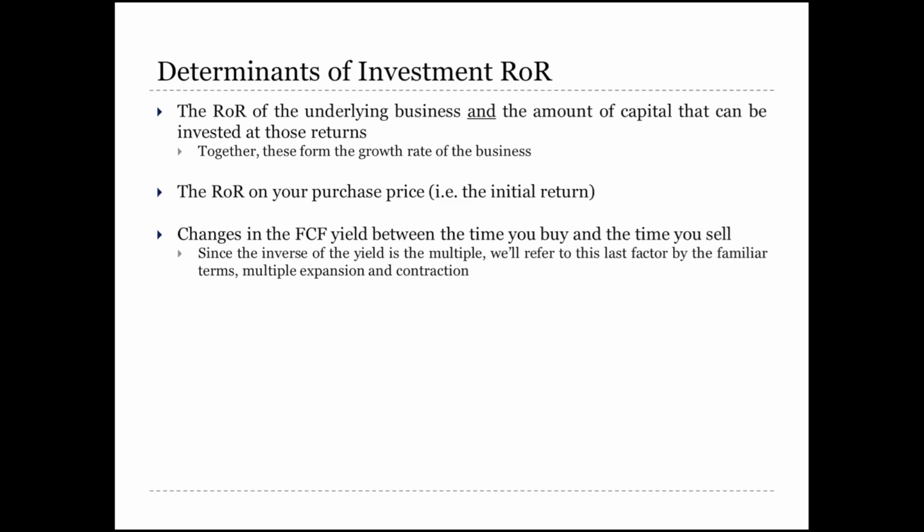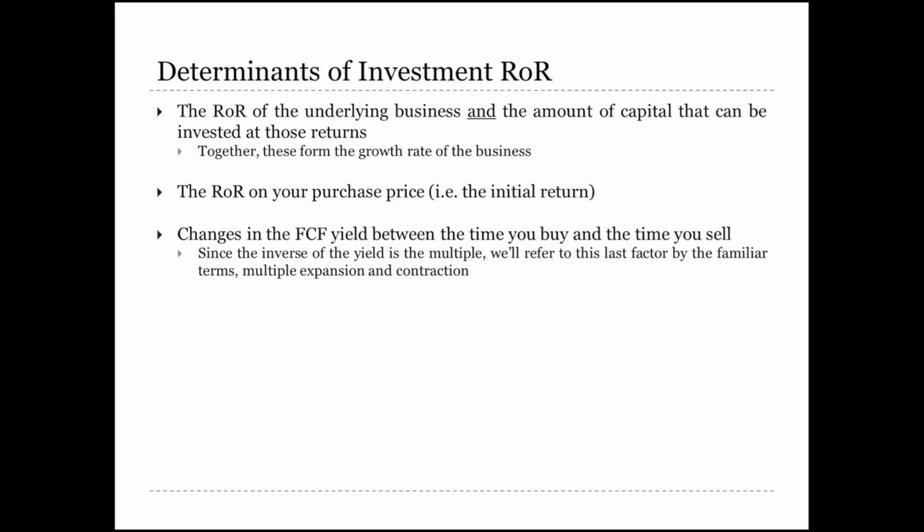So the amount of equity capital that can be invested at the incremental ROE, or the amount of total capital that can be invested at the incremental ROIC. Together, this would form the growth rate of the business. Then we would need the rate of return on your purchase price. That is the initial return that we alluded to earlier. And when you combine those, that gives you the IRR in perpetuity, over the life of the business.